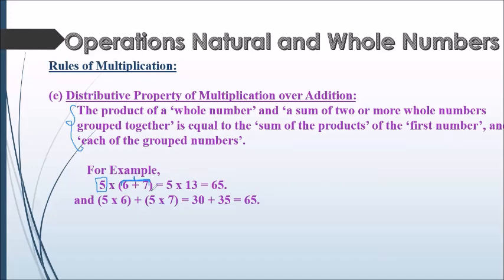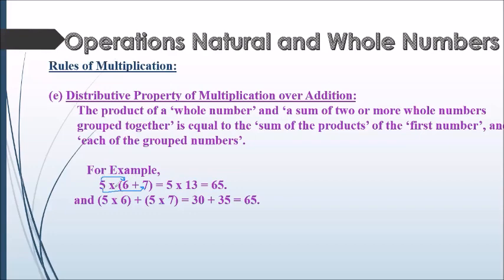First, if you want to solve this, you can add 6 plus 7 is 13, and then you multiply it by 5 and it becomes 65. Now what we can do is, distributive property says that we can break it into two groups. How you break it into two groups is you take this 5 that is outside the bracket. You multiply 5 by 6 first, and then you multiply 5 by 7 also.